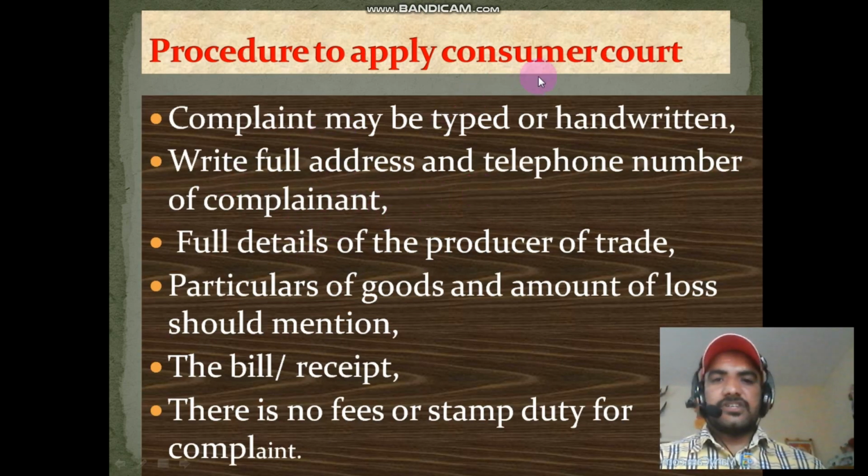Next one, the procedure to apply in consumer court. If we are cheated by the trader, how to get justice? The procedures are: the complaint may be typed or handwritten, write the full address and telephone number of the complainant, full details of the producer or trader and particulars of the goods and amount of loss should be mentioned. The bills and receipts must be enclosed, and there is no fee or stamp duty for complaints. So this is the procedure to apply in consumer court.